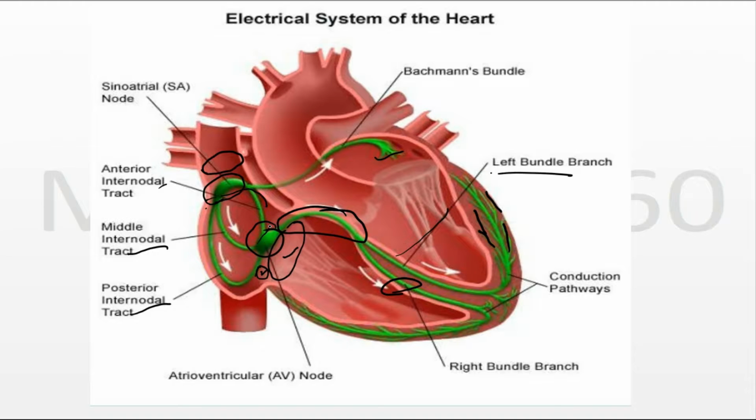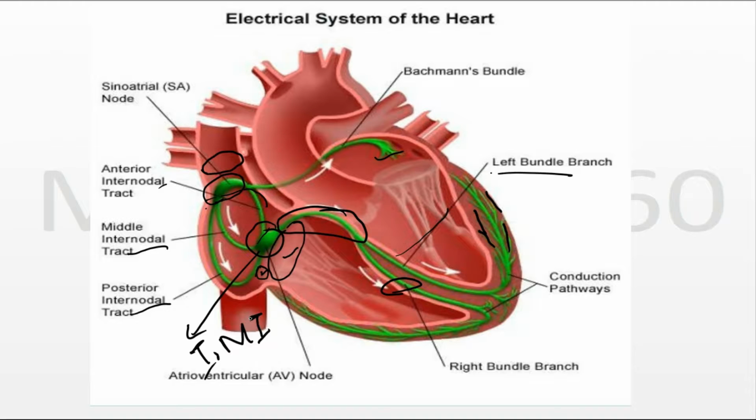by the posterior interventricular branch. So mostly there will be a question about dysfunction of the AV node, and dysfunction of the AV node mostly occurs in inferior wall MI. In inferior wall MI, there will be bradycardia and AV nodal dysfunction, which we will discuss in detail later on.